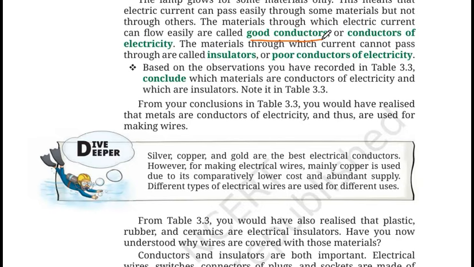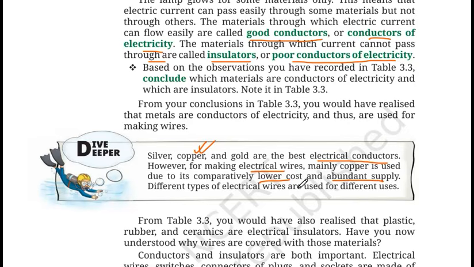Now there are materials which allow electric current to flow easily through them. They are called good conductors or conductors of electricity, which I already discussed with you all. Similarly, the materials through which current cannot pass are called insulators or poor conductors of electricity. Students, silver, copper, gold, these are the best electrical conductors. However, for making electrical wires, we use copper. Why don't we use silver and gold? Because they are very expensive, compared to copper, which has lower cost and abundant supply.